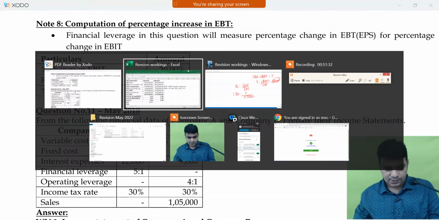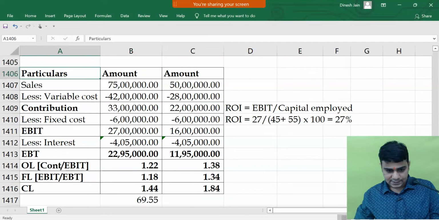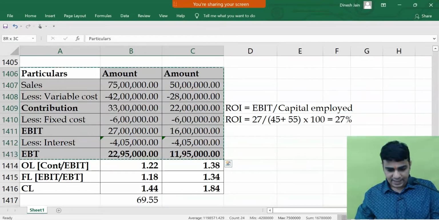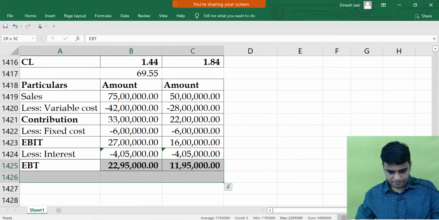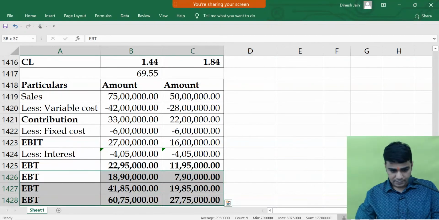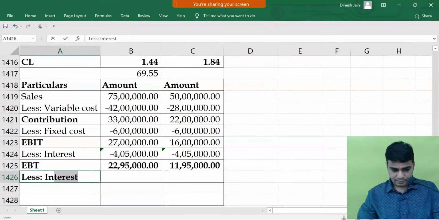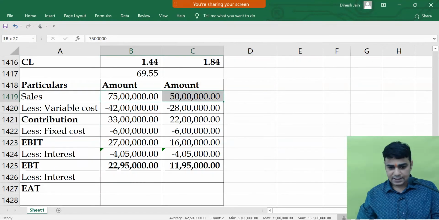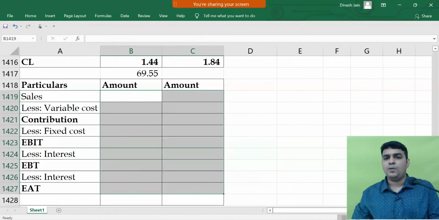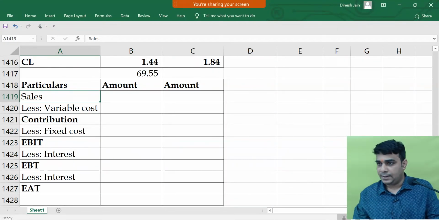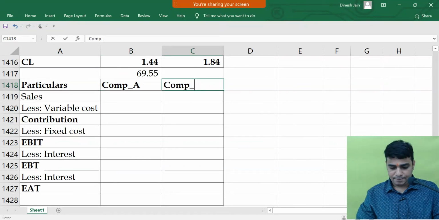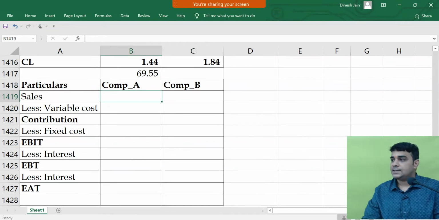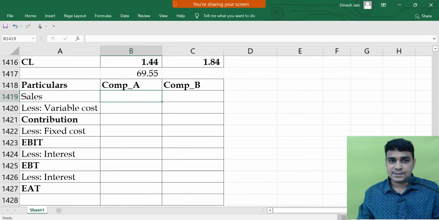Let's put the format first. Our format will start with sales. I think tax rate is also there in this question. EBT less interest, EAT. Simple rule, fill whatever is available. Once you do that, you will be able to get to the balance information. Company A, company B. Starting with sales till EAT.